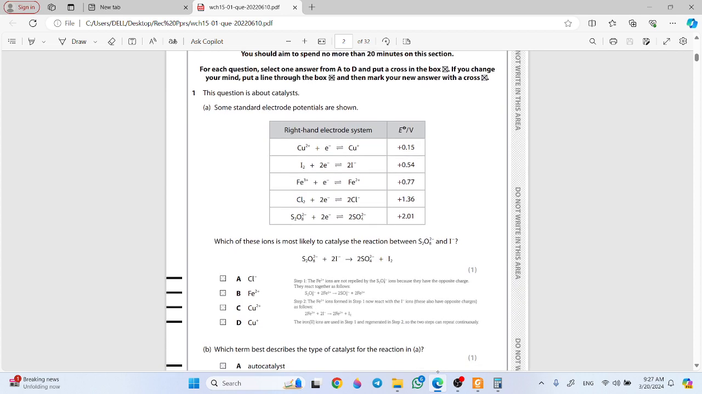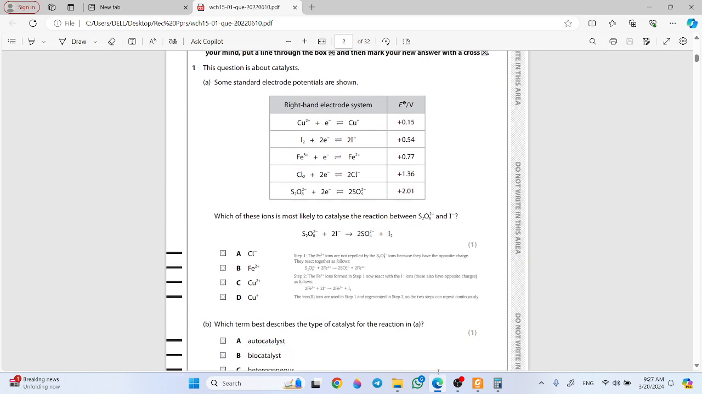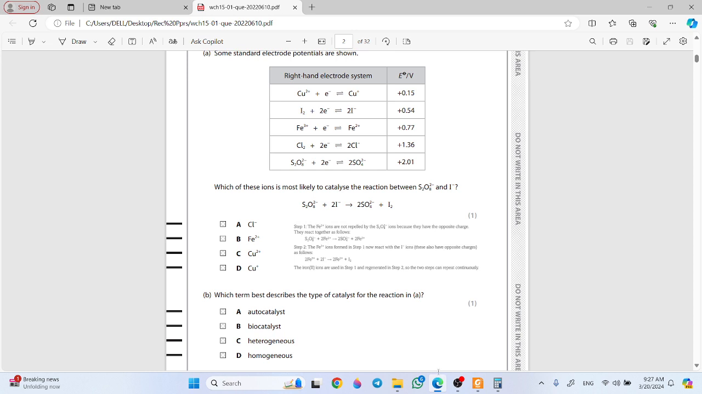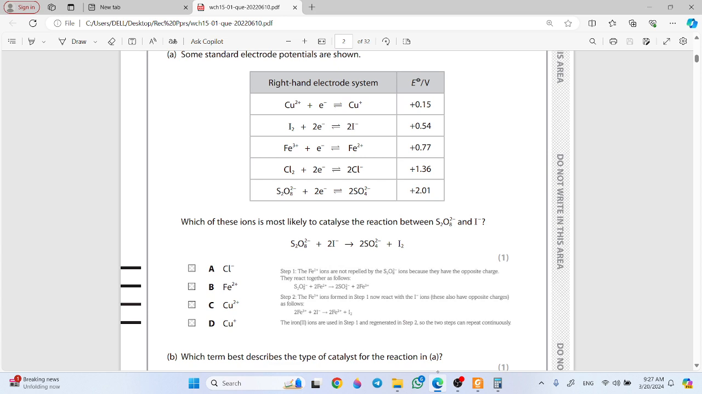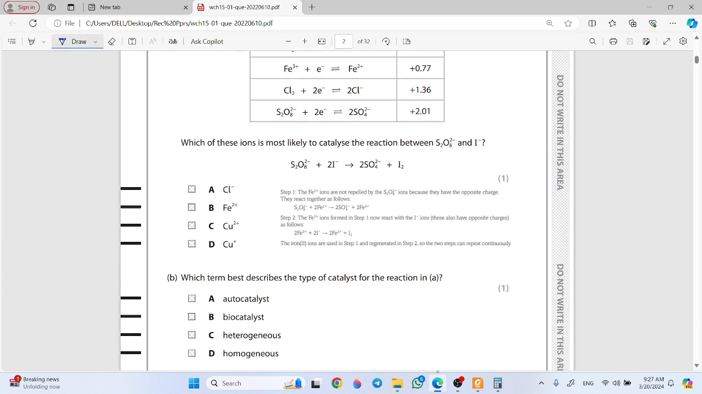Now first they had given some E cell values and they asked which one of these ions is most likely to catalyze the reaction between S2O8 2- and I minus. Do you remember this one is there in the textbook as it is, children? So when S2O8 ions actually react, first of all Fe2+ ions are involved, right? Because for this S2O8, you can find the oxidation number.